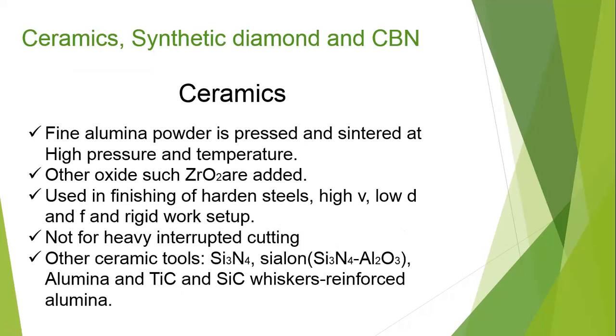Ceramics, synthetic diamond, and cubic boron nitride. Ceramics: fine alumina powder is pressed and sintered at high pressure and temperature. Other oxides, such as zirconium oxide, are added in the ceramics, used in finishing of hardened steels. High speed, but low load, depth, and feed. Not for heavy interrupted cutting. Other ceramic tools include Si3N4, alumina and titanium carbide, and silicon carbide.